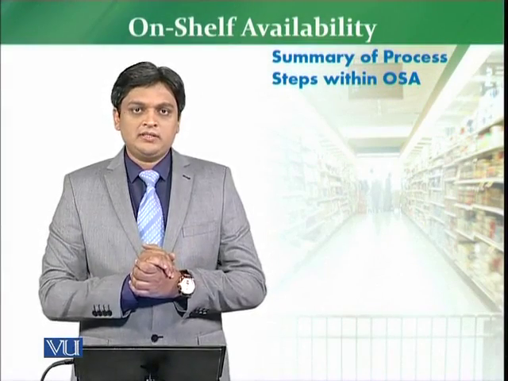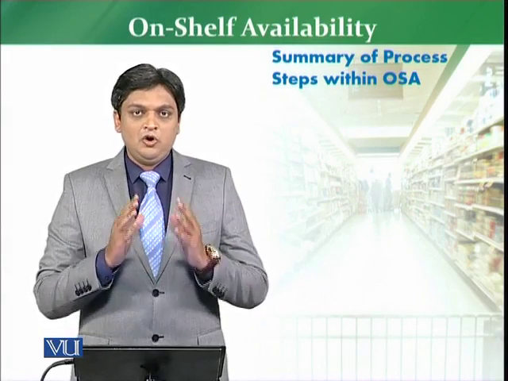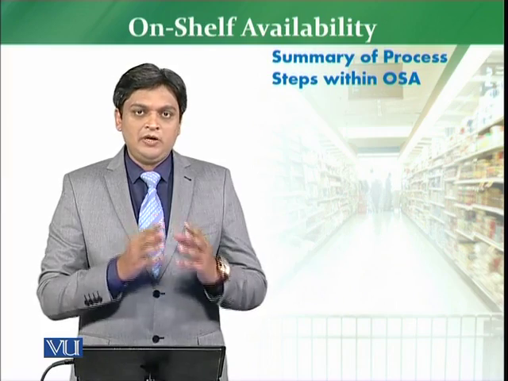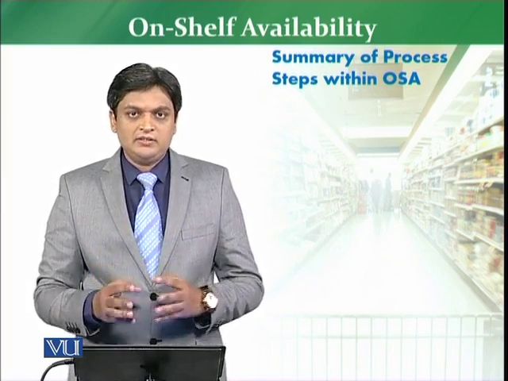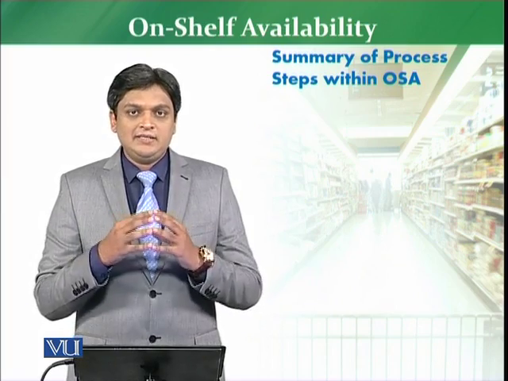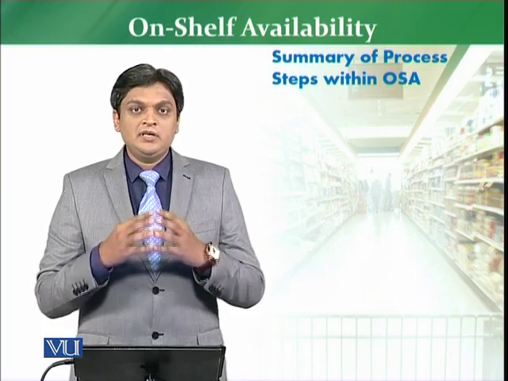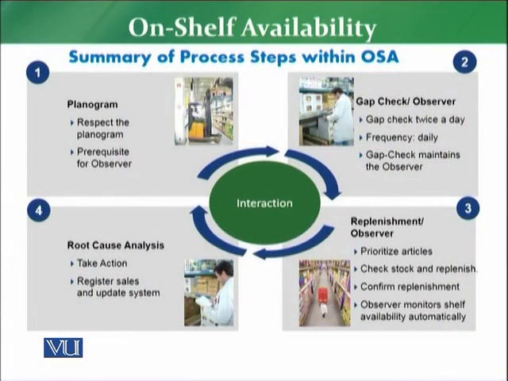Now we are going to discuss the complete summary of on-shelf availability. All the four components which we have just discussed, the planogram, the gap check, replenishment, and the root cause analysis. Now we are going to see, as a summary, how they will overall impact the business, especially within the on-shelf availability parameter. So the first part was the planogram that we have discussed.